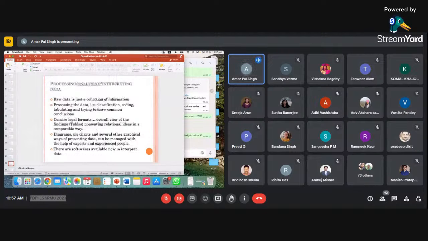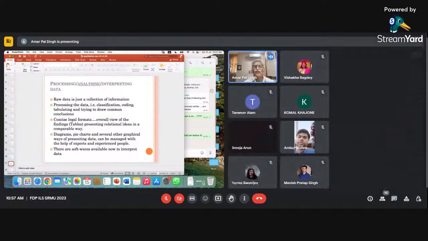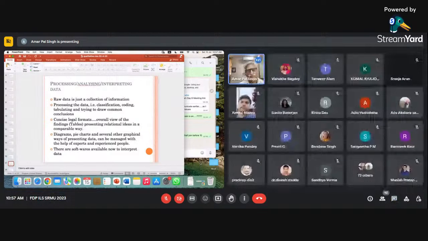After this information has been collected, I'm rushing slightly because my time is almost coming to an end. Please understand and appreciate that this raw data is a collection of information, and unless it is properly processed, properly classified, and the coding, tabulation, etc. has been done, you cannot draw any conclusion out of it.